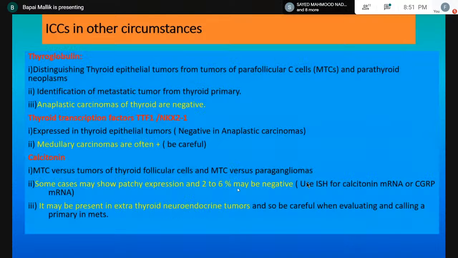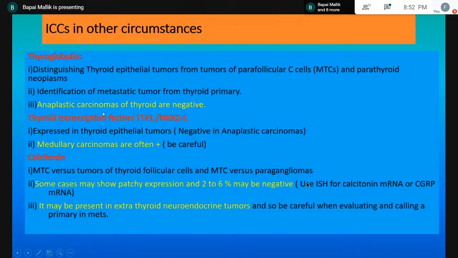Right. What about ICC in other circumstances? What about thyroglobulin? Thyroglobulin, of course, is very good in distinguishing thyroid epithelial tumors from medullary thyroid carcinomas and parathyroid neoplasms. And it is also very good when you are dealing with a metastasis: you see thyroglobulin positivity, so you know it is coming from the thyroid. But anything in yellow is a pitfall. Anaplastic carcinomas of the thyroid, as I mentioned before, are negative. So not all tumors arising from the thyroid epithelial cells are positive. So anaplastic carcinoma of the thyroid is negative for thyroglobulin.